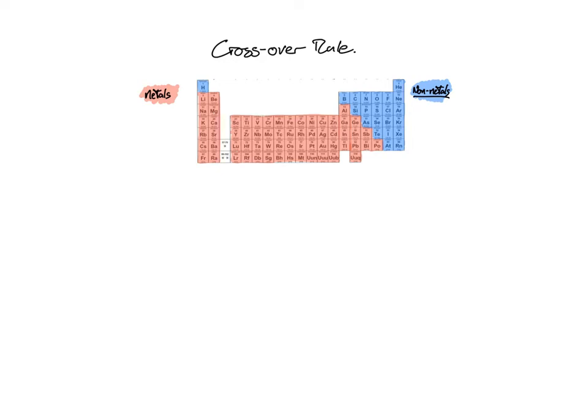Okay, so the crossover rule. What is the crossover rule for? The crossover rule is for working out the formulae for ionic compounds. And what we're going to do is have a quick explanation of why, and then show a whole load of examples. So, ionic compounds, as hopefully you know, are ones that are made up of metals and non-metals.